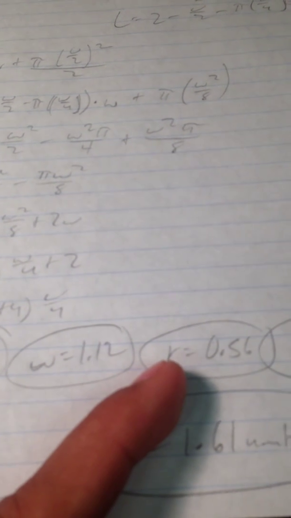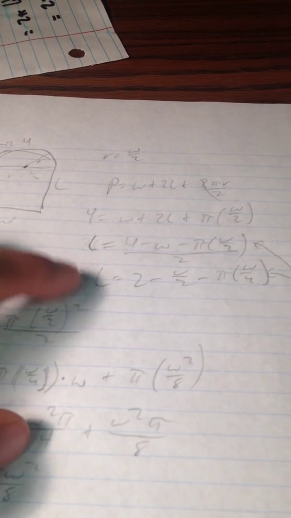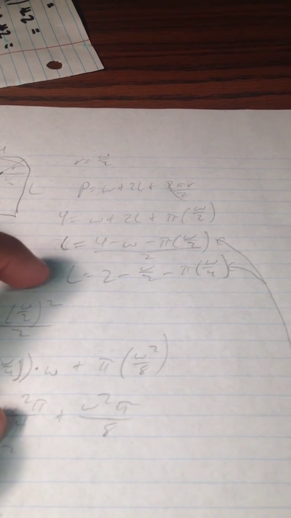And then you find the radius by plugging into your radius equals w over 2 function that we defined earlier. Up there, radius equals w over 2. So 1.12 over 2 is 0.56. And then for length, you plug into either of these formulas that you found earlier where you defined your variable. You can plug your w into either one, and your result would be 0.56.